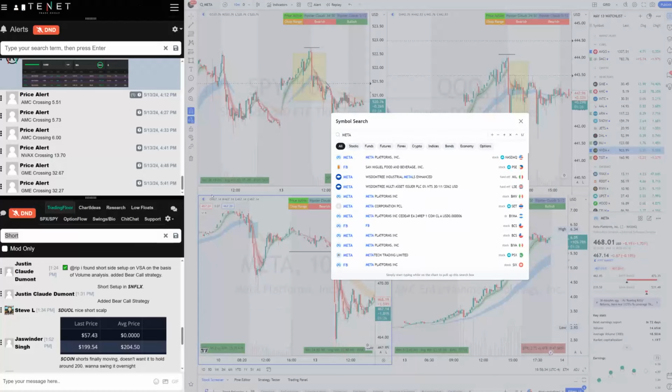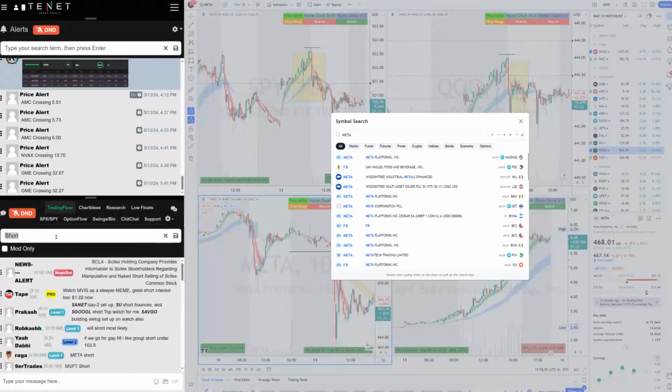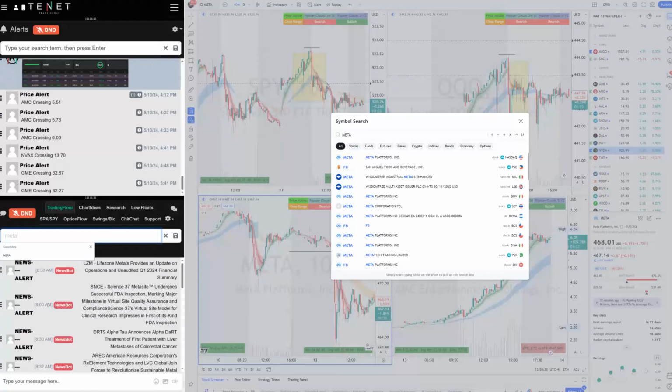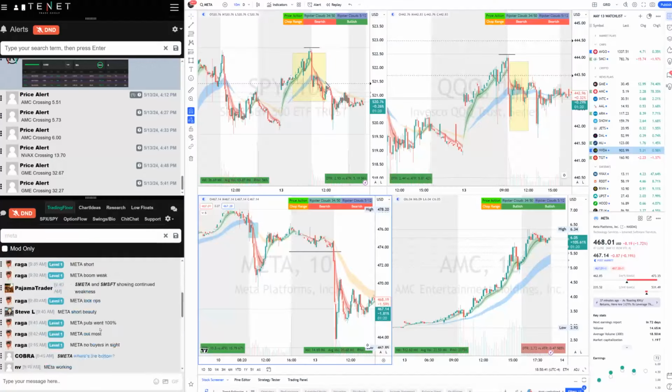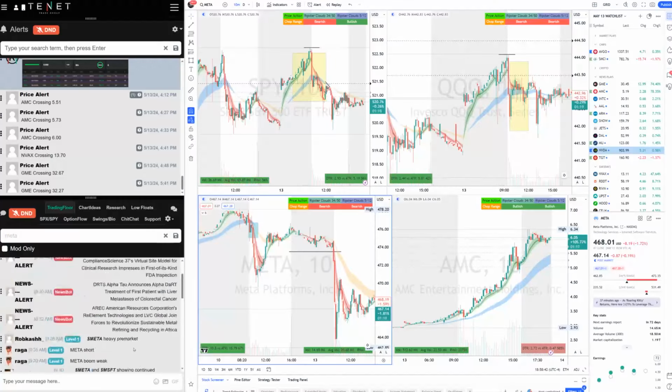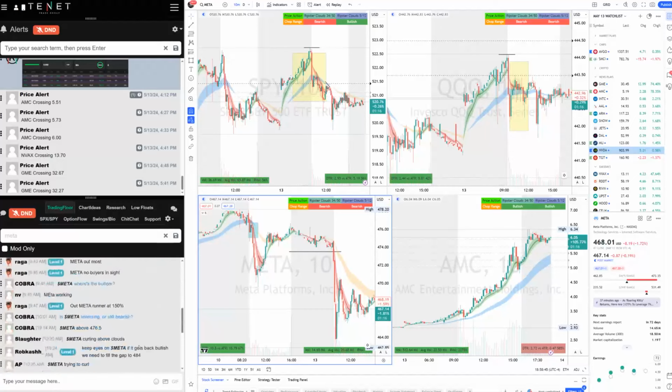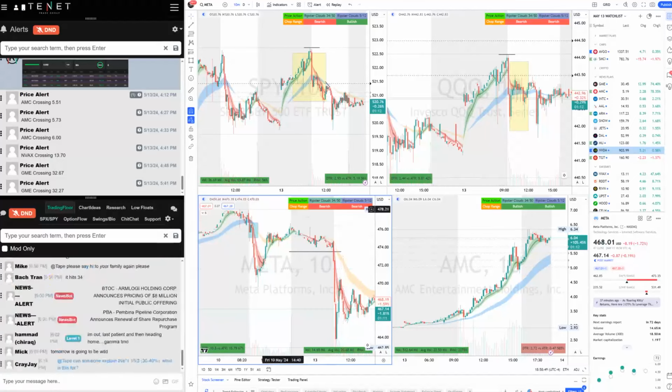Meta was a short in the community. A lot of traders did that Meta short in the community as well. So you can see that Raga was short, and a lot of other traders in the community were short on Meta. So that was a good trade in the morning. And let's go to the next one.